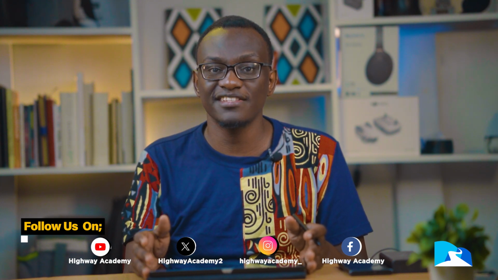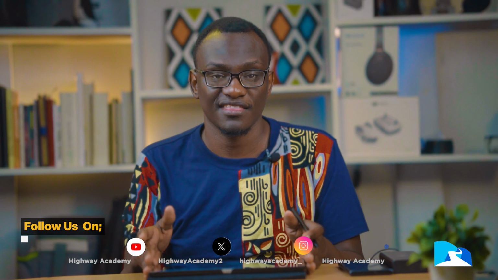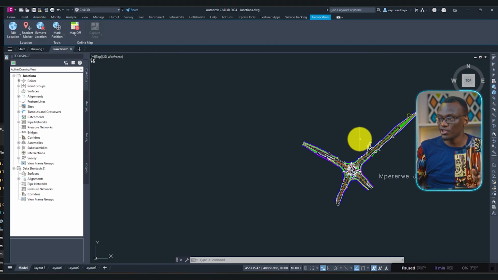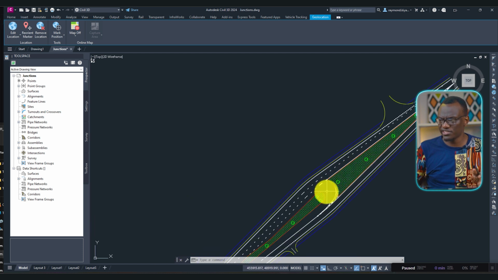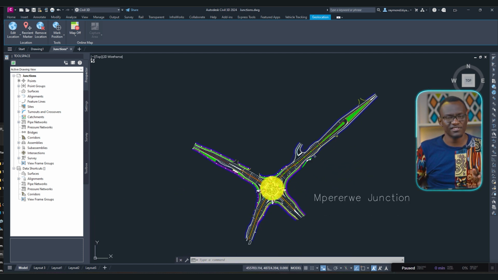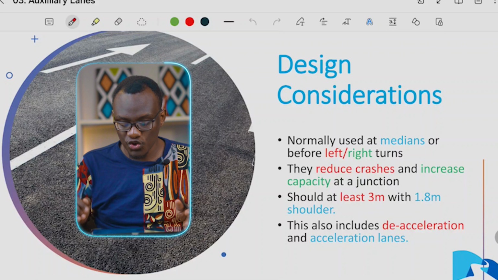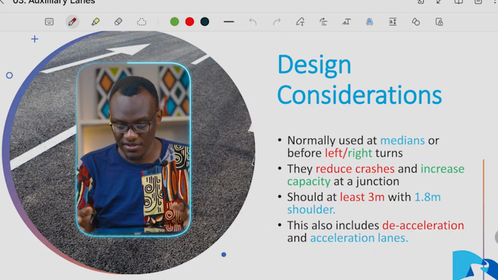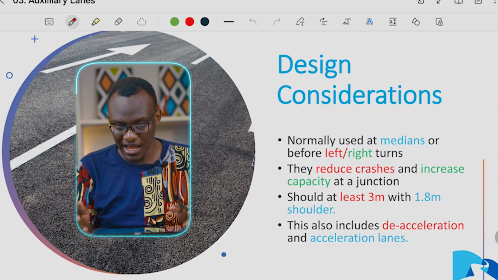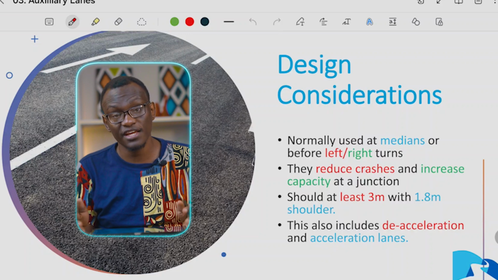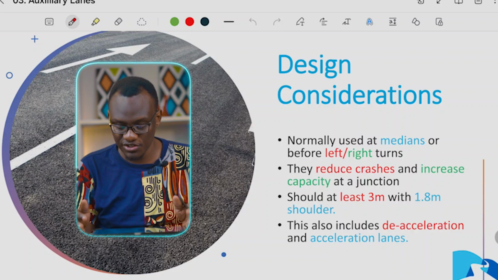Remember, the auxiliary lanes determine the length and how far back the junction can span. As you noted in our example, you can see these auxiliary lanes are much longer. Here we have a U-turn, we have a number of things in the area. So what are some of the design considerations? You shall find that normally they are used at medians or before left and right turns, which we mentioned earlier.